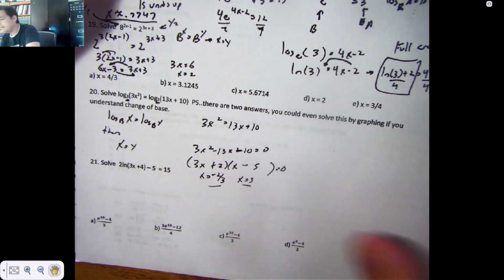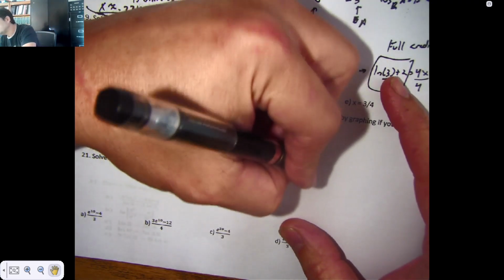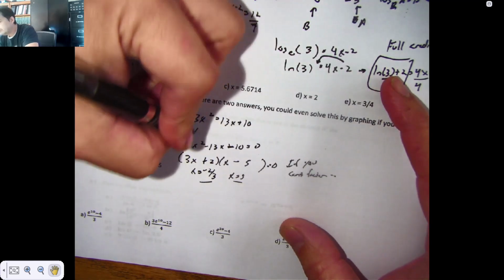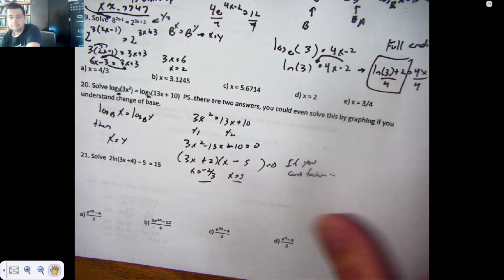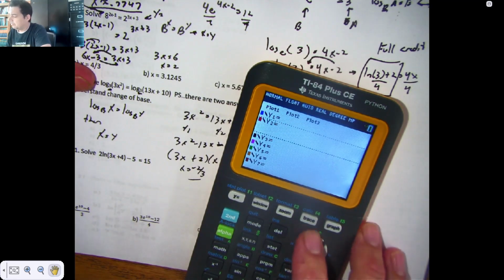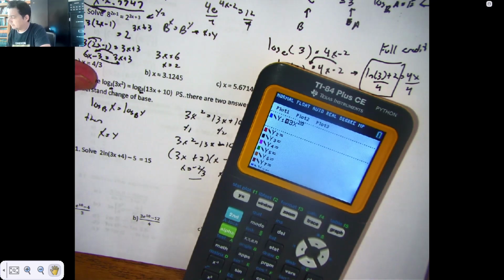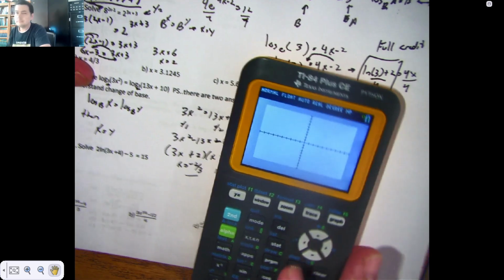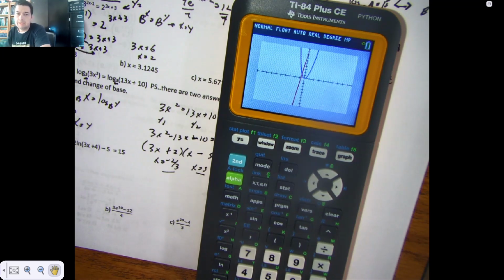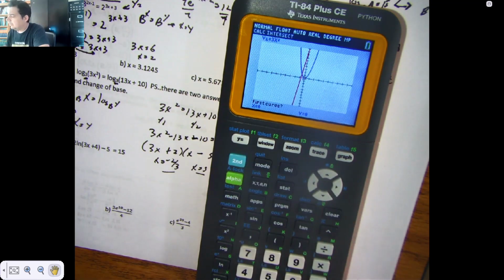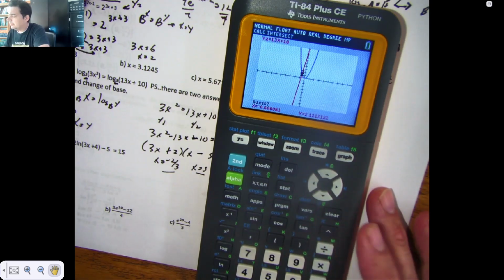Now, if you can't factor, you can literally put this in y1 and this in y2. You might have to play with your window to find everything. I can see one answer here. Second trace 5, get close, enter, enter, enter.